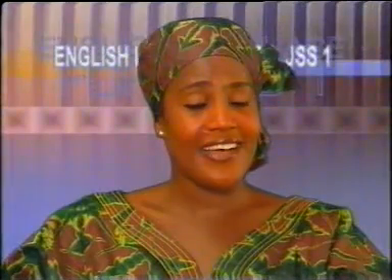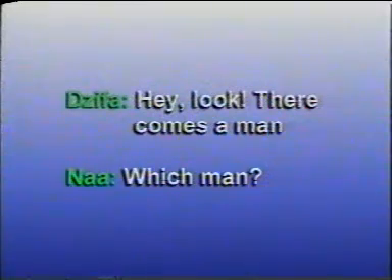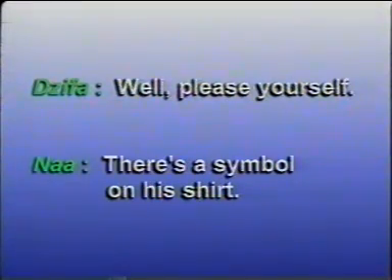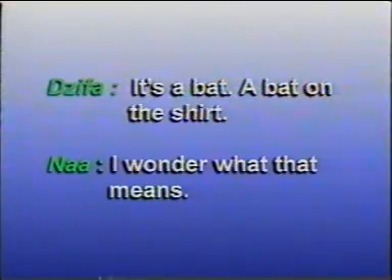Now, listen to this short conversation between Jifa and I. Hey, look, there comes a man. Which man? The man wearing a red cap over there, near the hut. Yes, I see the man, but he's not wearing a cap. He is wearing a red hat. Well, please yourself. There's a symbol on his shirt. It's a bat. A bat on a shirt? I wonder what that means.